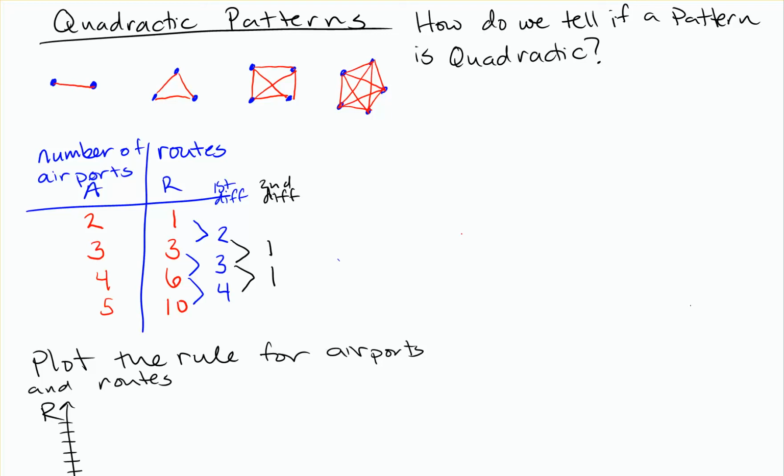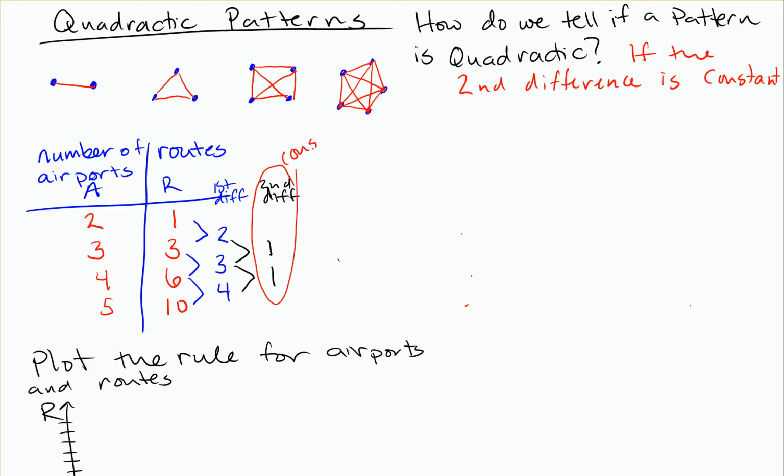So we can tell if a pattern is quadratic if the second difference is constant. And again, that means that it's not changing, so it's 1 between every single first difference there. And so we can see here that the second difference is constant. So we have a quadratic pattern.